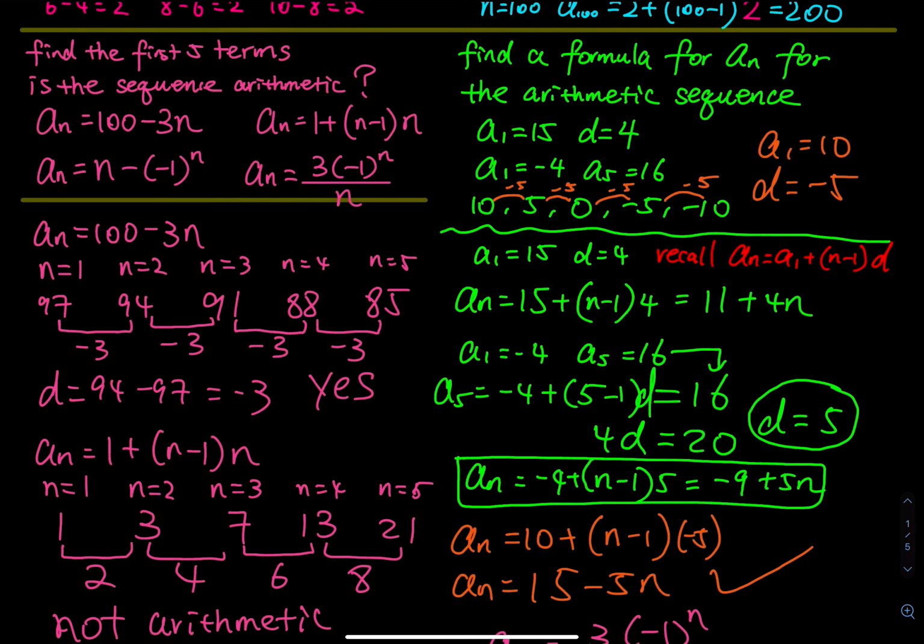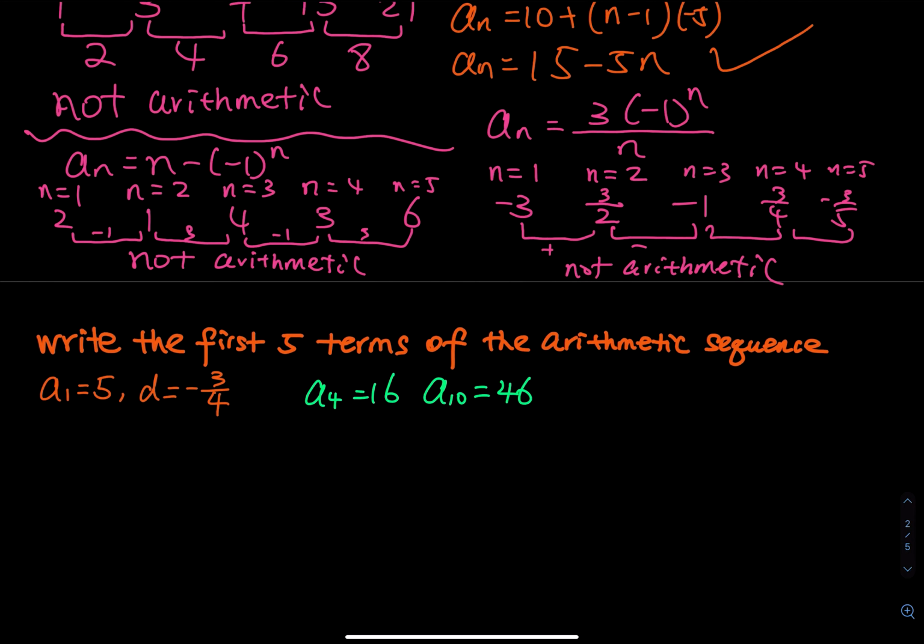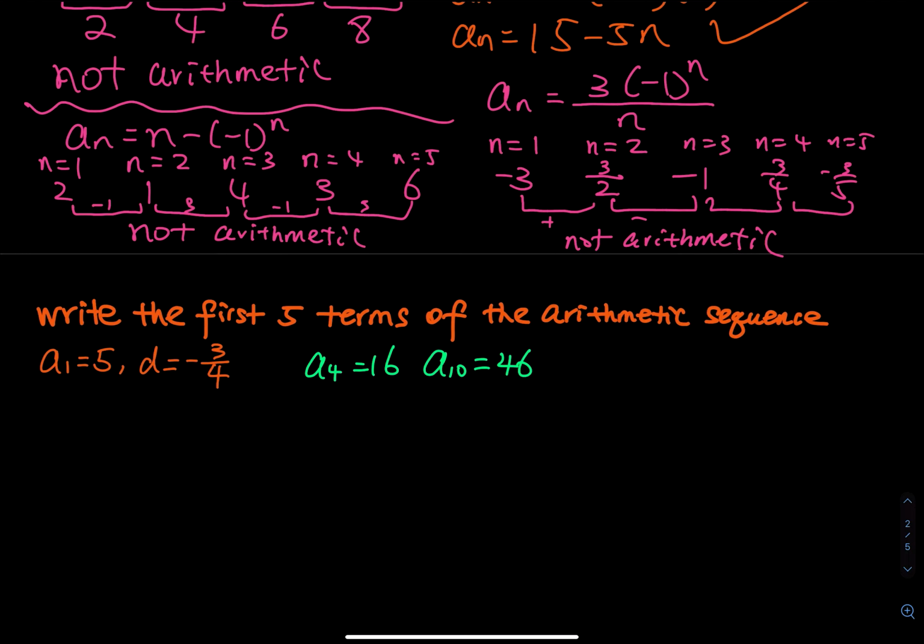And this is not the end of this video yet, because we have another example. So the next type of example is I want to write the first 5 terms of the arithmetic sequence. The first problem is straightforward. The first term is 5, and the common difference is -3/4. You don't need any formula.